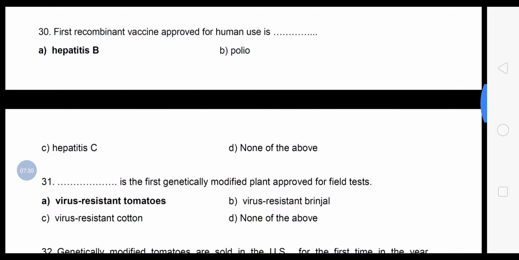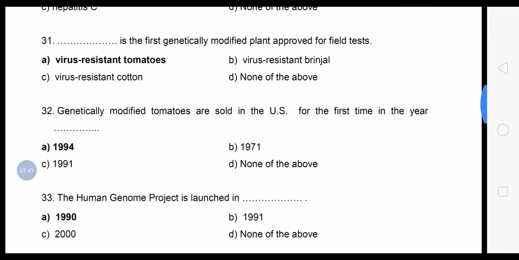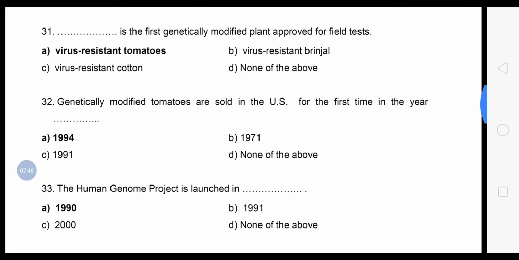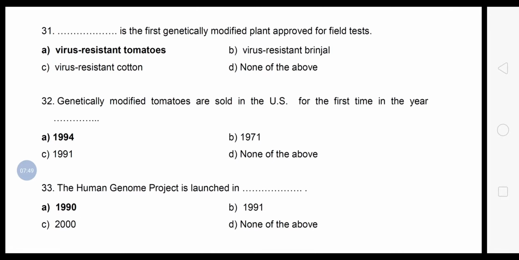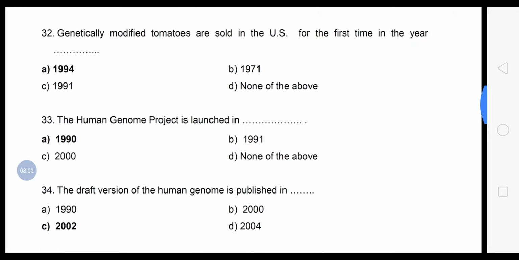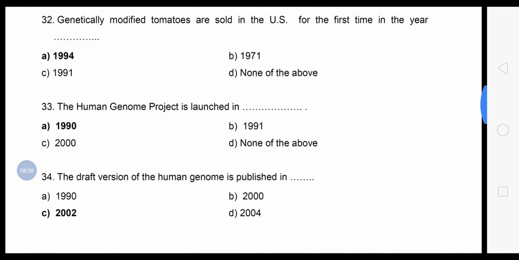The first recombinant vaccine approved for human use is the hepatitis B vaccine, which is quite dangerous compared to any other kind of hepatitis. The first genetically modified plant approved for the field test is the viral resistant tomato. Initially all the experiments on genetic modifications were on tobacco, but the first modified plant for field test was tomato. Genetically modified tomatoes were sold in the USA for the first time in the year 1994.